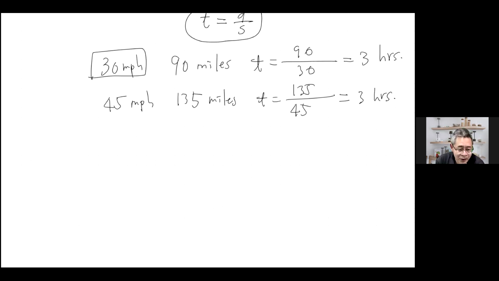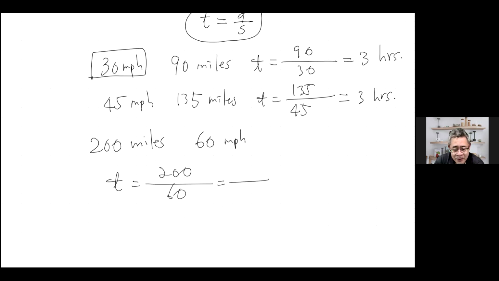Let's say we want to go to Chicago. From my house to Chicago is about 200 miles. And now let's say we're trying to get an average of 60 miles per hour. Then the time it will take us is 200 over 60, which basically is 20 over 6.